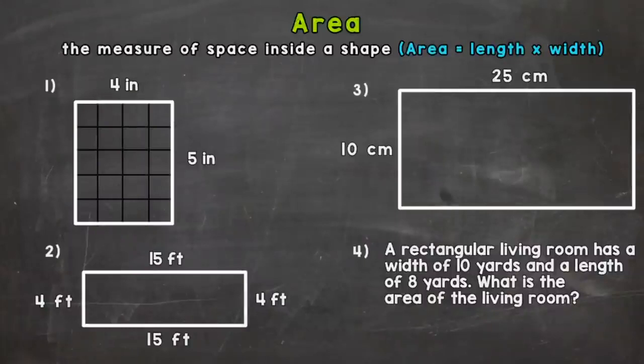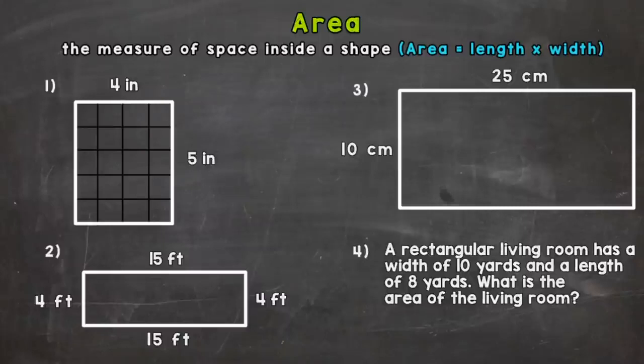In this video, we're going to be discussing area and specifically how to find or calculate area of rectangles. And the area is the measure of space inside of a shape. And that's up top for you to reference there. And in blue up top, we have area equals length times width. That's the formula we're going to use to calculate area.